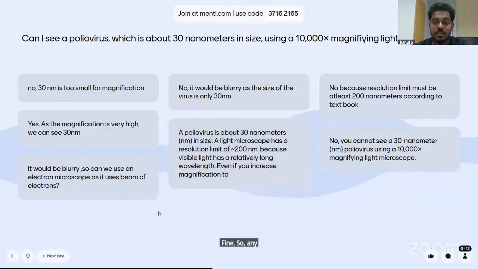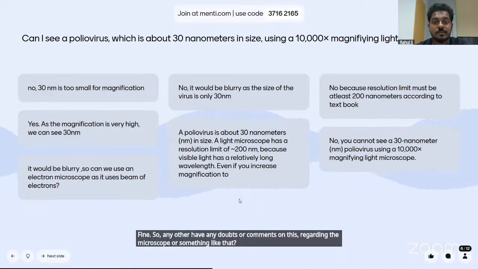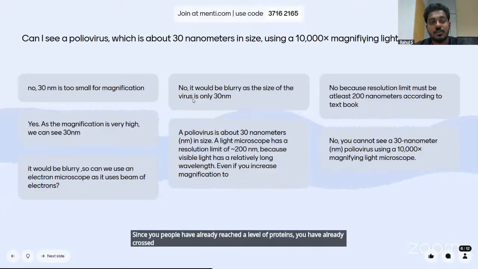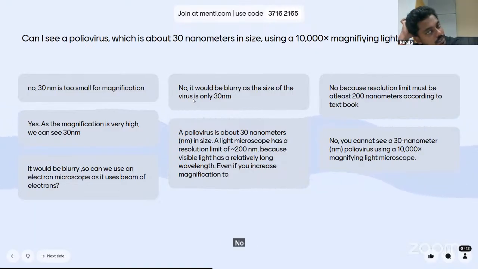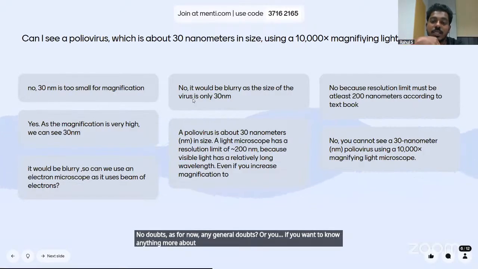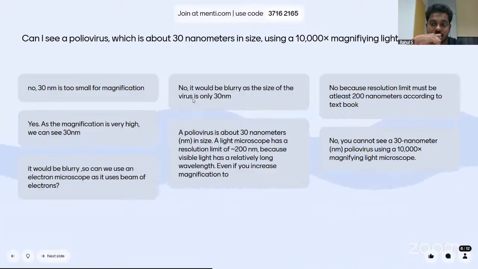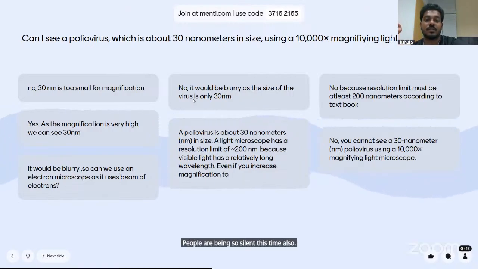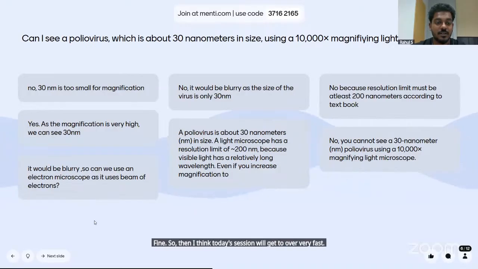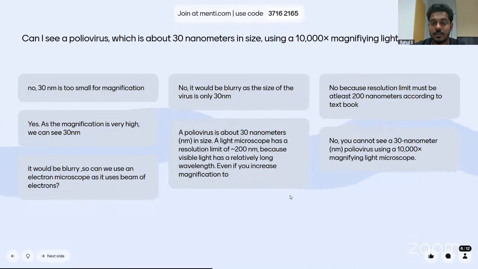So does anyone have any doubts or comments regarding the microscope or something like that? Since you have already reached the level of proteins, you have already crossed three or four biomolecules, right? No doubts as of now? Any general doubts? Or if you want to know anything more about any topic? You are being so silent this time also. Fine. Then I think today's session will get over very fast. So let's finish the activities today then.